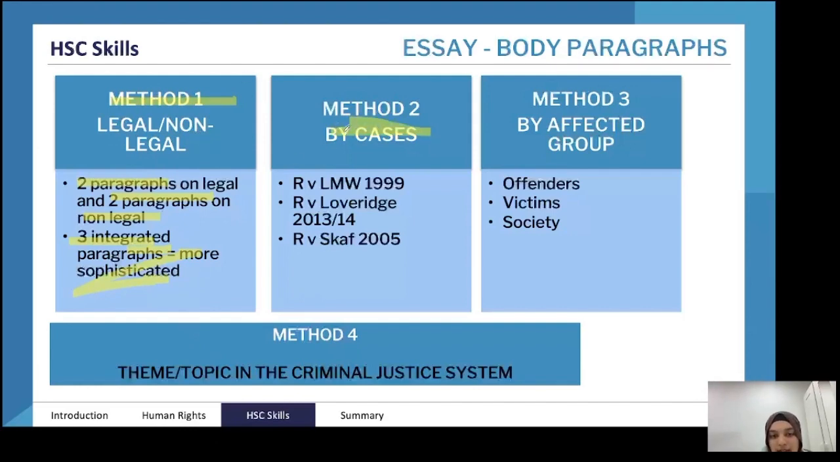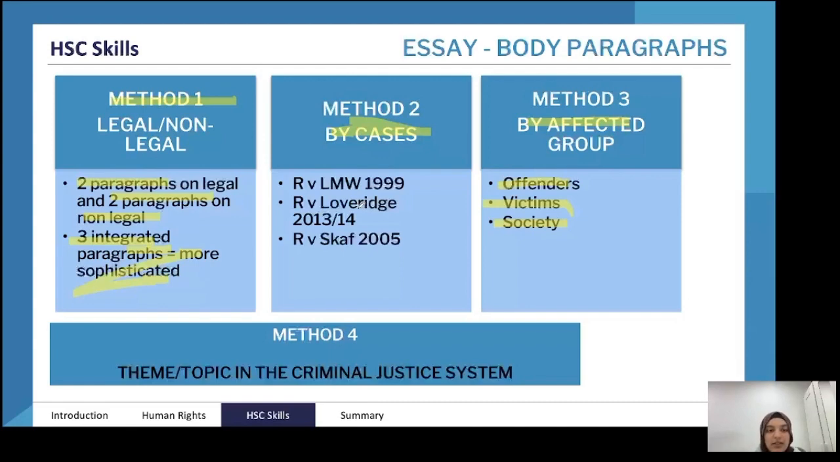Second way you can go is by cases. So you can have specific cases that you're referring to in each paragraph. And then you're sort of basing content around that as well. And then method 3 is by affected groups. So normally when you're asked about offenders, victims, society, how their rights are balanced, you can have 1 paragraph looking at offenders, 2nd victims, 3rd society, and then making sure you're concluding at what that balance is like and having your own judgment with that as well. So these are some different methods. There can be other methods that you can use as well, completely up to you. There's no set structure on the way to do this, and it's very much dependent on what you like.